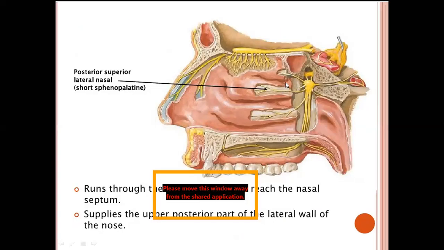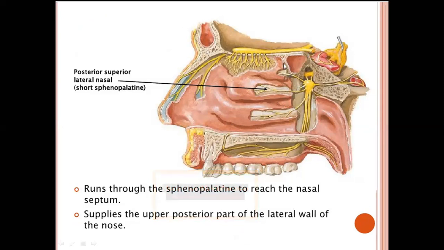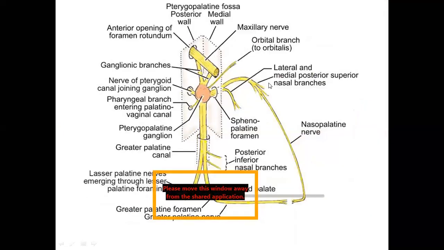Next, we'll see about the posterior nerves. I said two nerves, posterior superior lateral nasal and posterior superior medial nasal. The posterior superior lateral nasal is otherwise called the short sphenopalatine. It supplies the lateral wall of the nose, mainly the superior, middle, and inferior nasal concha. The posterior superior medial branch supplies the nasal septum. So that's all about the nasal branch.